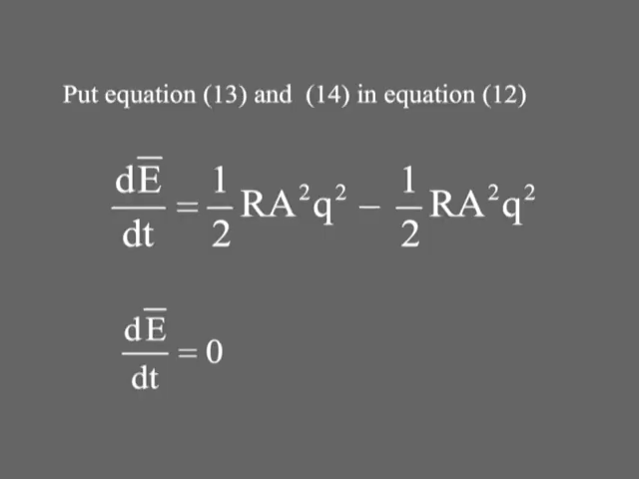This equation gives the average rate of dissipation of energy, that is, power dissipation in overcoming the external damping force. Putting equations 13 and 14 in equation 12, we get d/dt of the average energy E is equal to 1/2 r a² q² minus 1/2 r a² q². That is, d/dt of the average energy E is equal to 0. This shows that the average energy E is constant. Thus, the average rate of absorption of energy is equal to the average rate of dissipation of energy. That is, the average energy over a cycle is constant.